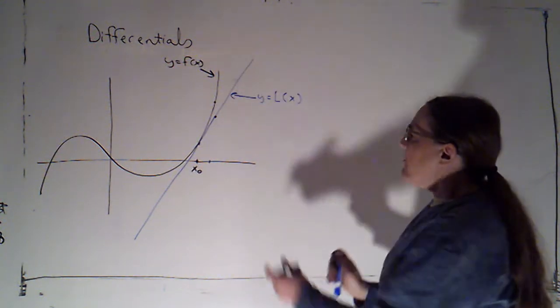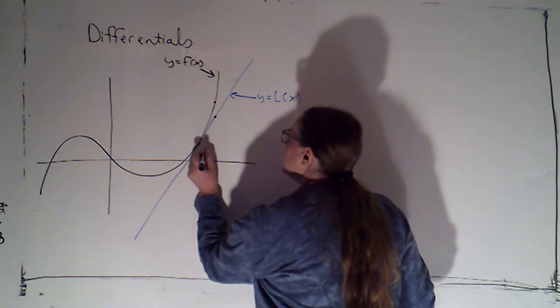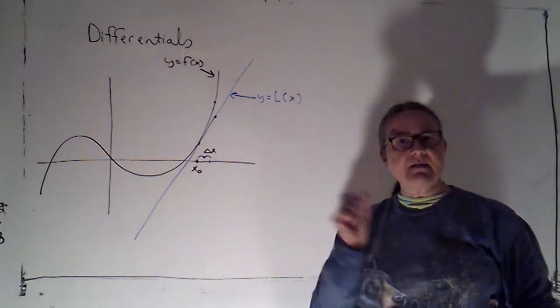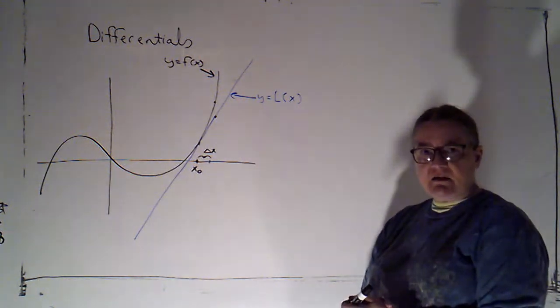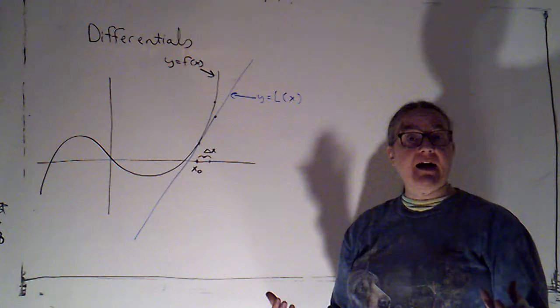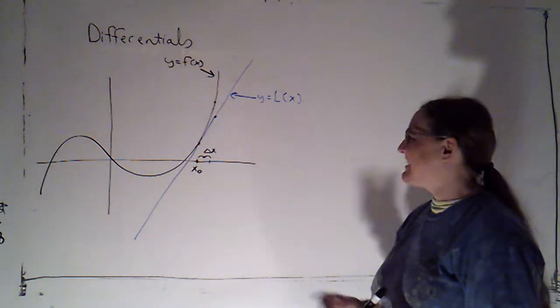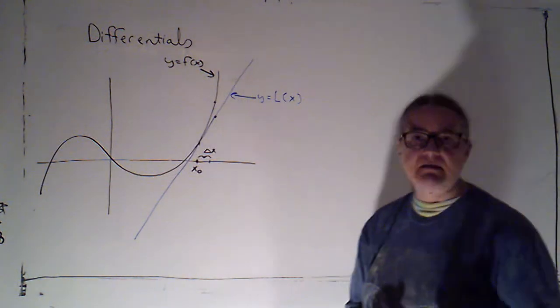But if these points are close, I can describe here, I'm just going to say that's delta x. That's the amount that I've changed my x. Now that's going to be a signed quantity. Here I've drawn it with delta x being positive because my second point was to the right of the point of tangency. If my second point was to the left of the point of tangency, delta x would be negative.